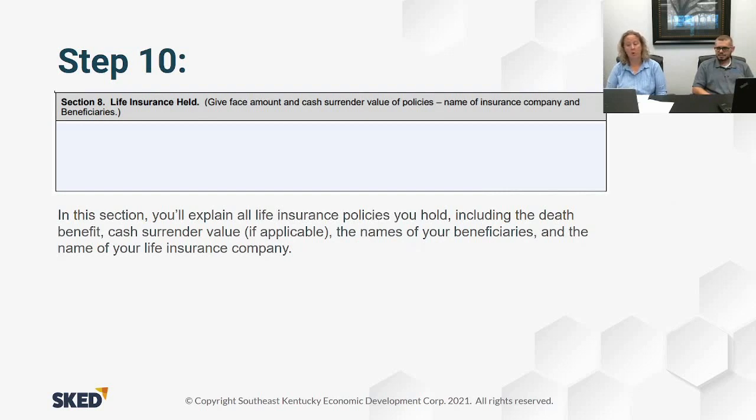Life insurance. In this section, you're going to talk about your life insurance policies, including the death benefit, what your cash surrender value is, the names of beneficiaries, and the name of the life insurance company. So put some details in here about the face amount of your life insurance policy, but also what your cash surrender value is. That cash surrender value was included on the first sheet, but not the death benefit.